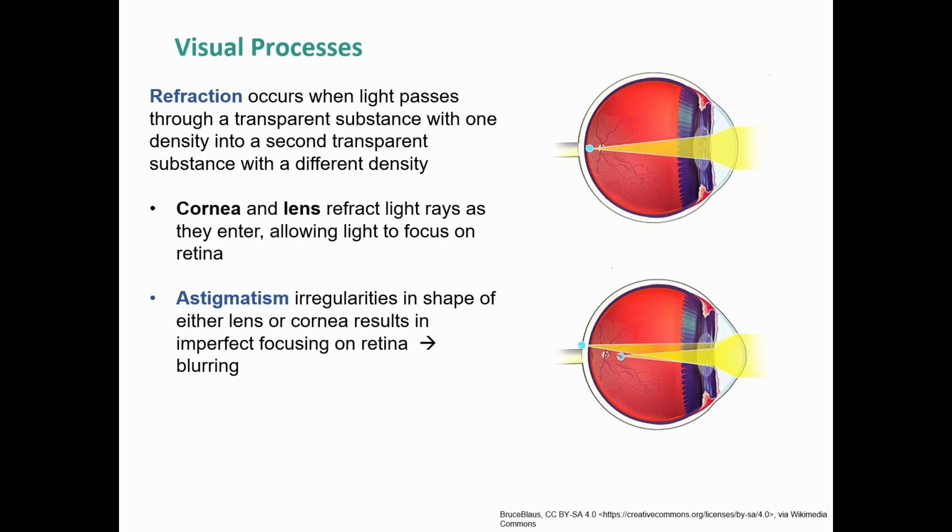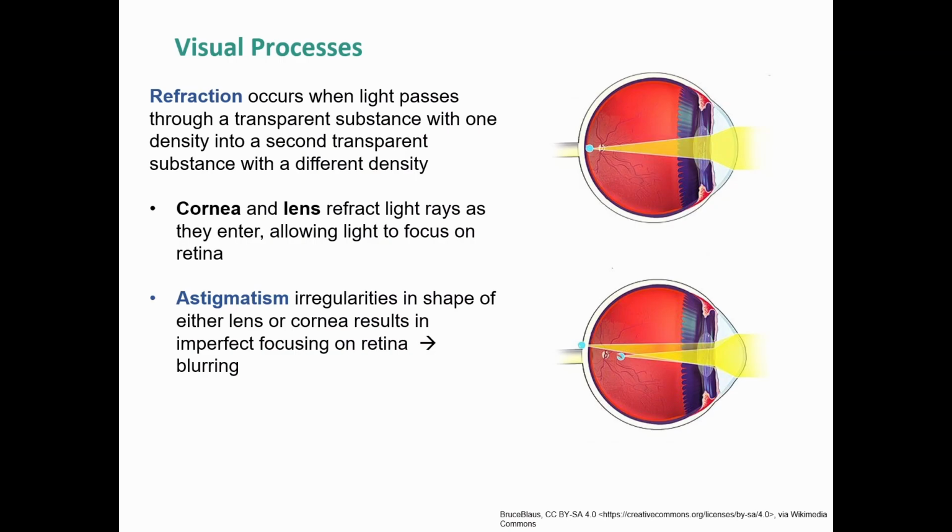Refraction happens anytime light passes through a transparent substance, whether it's water, air, whatever, right? When we pass through a substance with one density through a second substance with a different density. So you've probably seen this if you've ever looked through a glass of water, right? Everything is transparent, but as the light passes through the glass and through the water and through the glass again to your eyes, it refracts, it changes direction, right? It gets bent basically on its way to your eye as it travels through the glass.